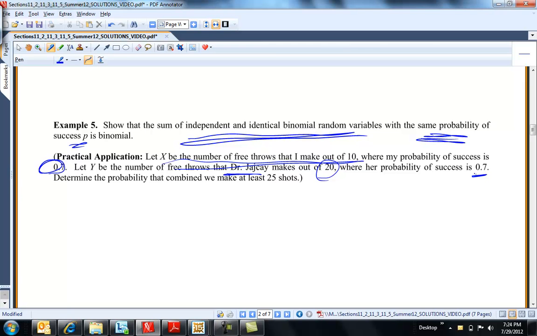If I'm 70%, you expect me to make 7. If she's 70% and she shoots 20, you expect her to make 14. So together, the number of shots we make together should be binomial with, together we're shooting 30 shots, but our probability of success is 0.7.